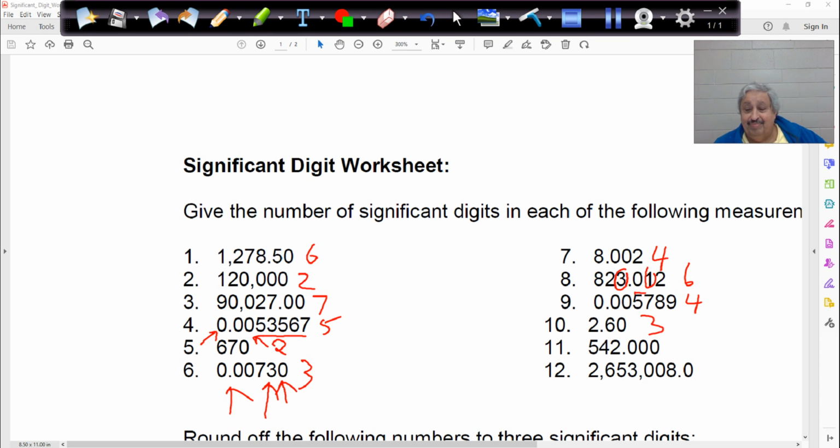Number 11. How about this one? 3 or 6? 6. Why is 6 correct? The decimal is present. The decimal is present. And these end zeros come after the 2. So this is 6. Correct?